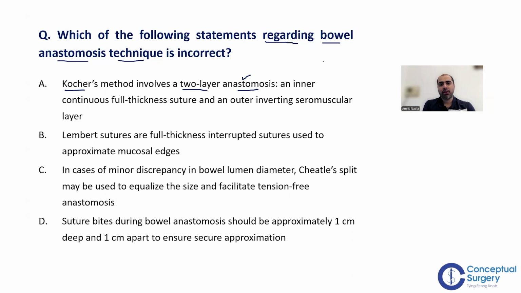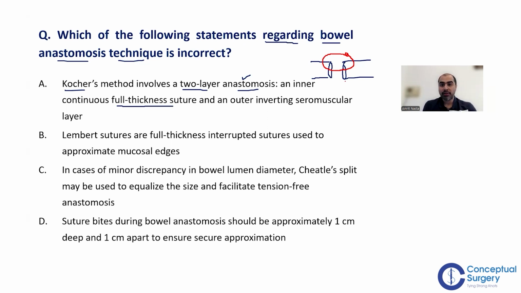This is true. What Cocker says is that when you are joining two parts of bowel ends, let's say I'm doing a small bowel anastomosis, I should do it in two layers. One layer should be full thickness, which means your bite should go through and through, incorporating all the layers: serosa, muscularis, submucosa, and mucosa. Then the same on the other side, and then tie it. You repeat this throughout the circumference, whether you're doing interrupted or continuous.